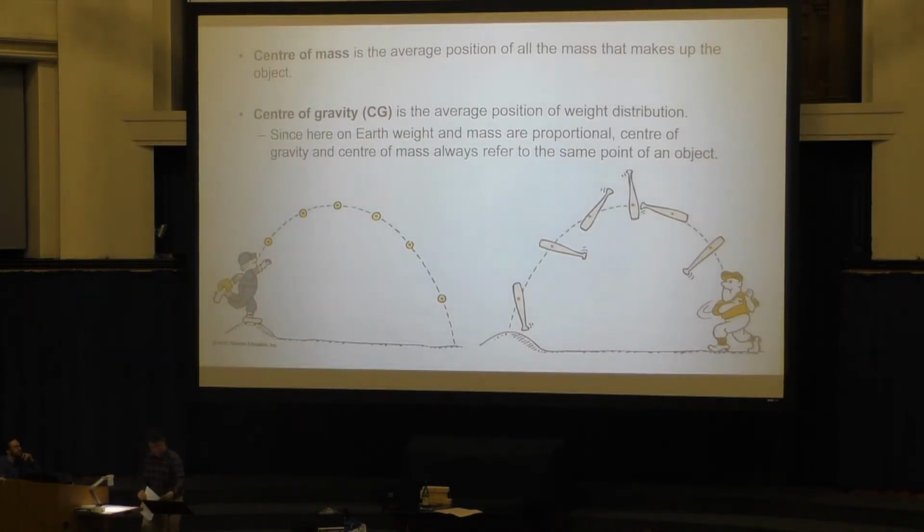Center of mass. So we talked about this before. It's the average position of all the mass that makes up an object. Center of gravity is the average position of the weight distribution. They're the exact same thing, because it doesn't matter where you put a mass, the force of gravity is the same, it's mg. The only time the center of gravity would not be the same as the center of mass is if the force of gravity is changing.